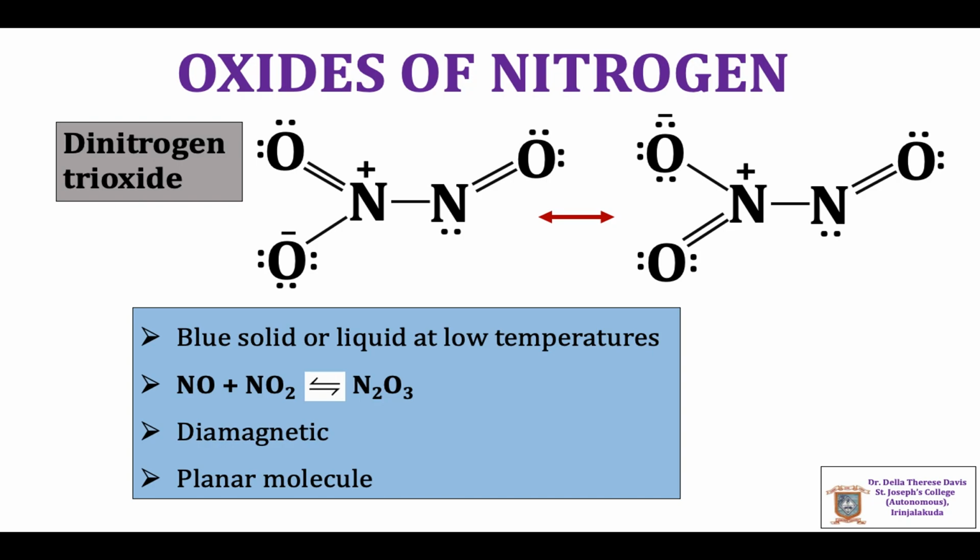Next one is dinitrogen trioxide. It is a blue solid or liquid at extremely low temperatures. It dissociates into NO and NO2, which is a reversible reaction. The molecule is planar. The electrons are paired and it is diamagnetic in nature. In this molecule, the oxidation state of nitrogen is +3.